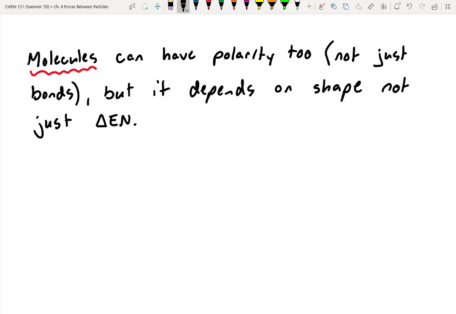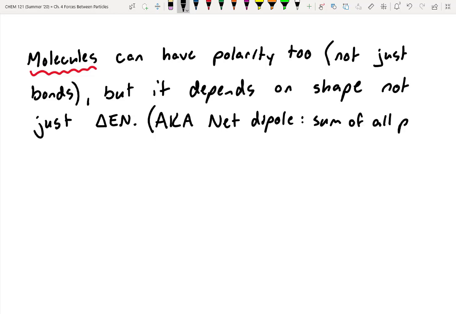All right. This is also known as, so I'll just say AKA, because these are used interchangeably a lot, a net dipole. And the way I always remember net dipole is I just say it's the sum of all poles. Right? So we could have bonds where there's a pole going on, but the net dipole is looking at the sum of every single bond within a molecule. So let's do an example.